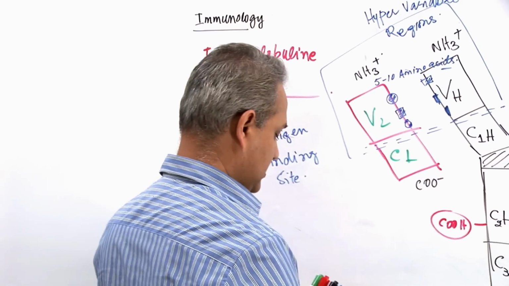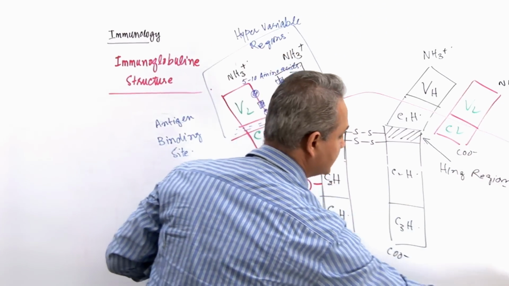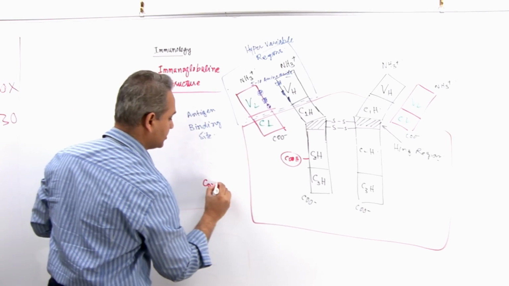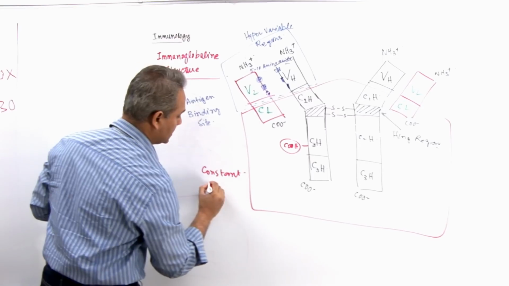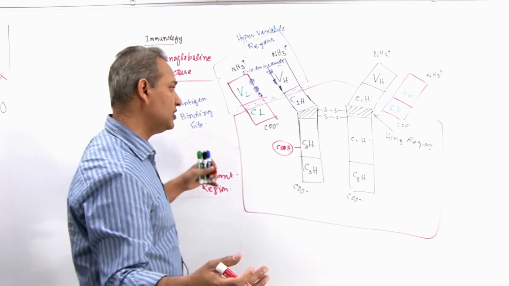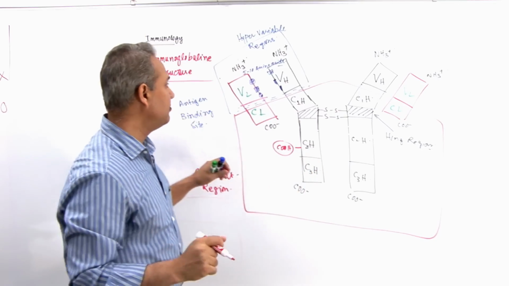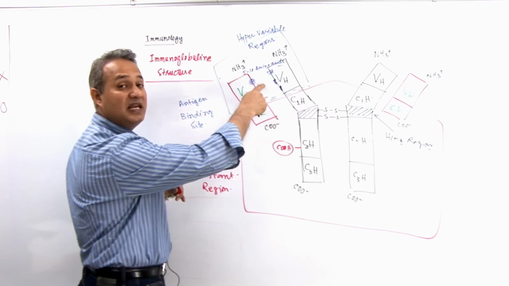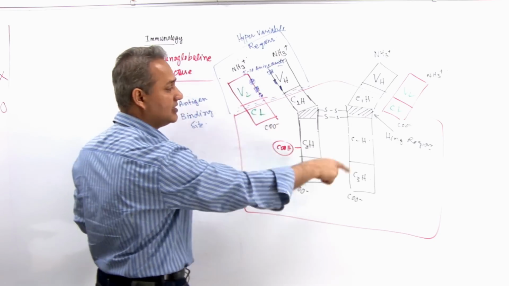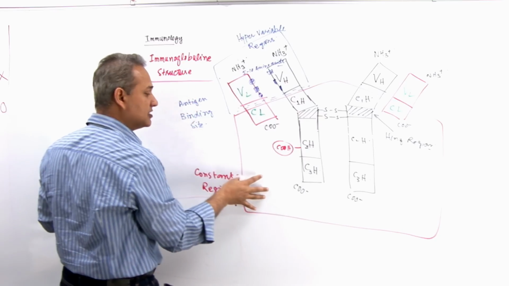Now the rest. The rest is this part. It is called the constant region. Why? It does not change. You can say as a student and a doctor, well, I know, doctor, it changes because we have IgM and A and E and D. I understand. But compared to this, where there are millions and millions kinds of diversification here, this does not change. At the end, you have 5 types, right? So this is constant region.